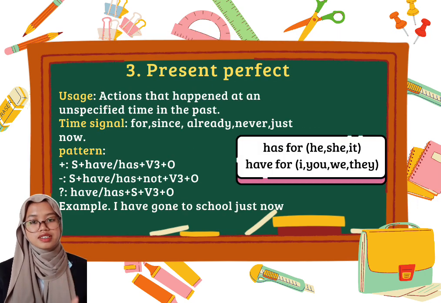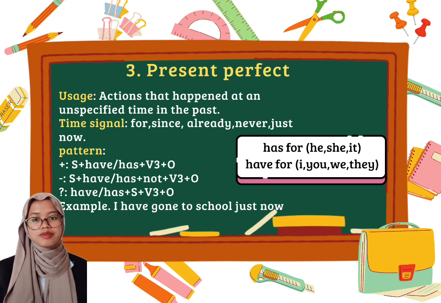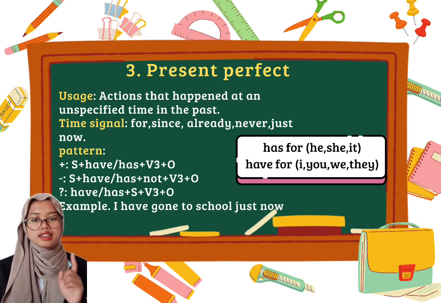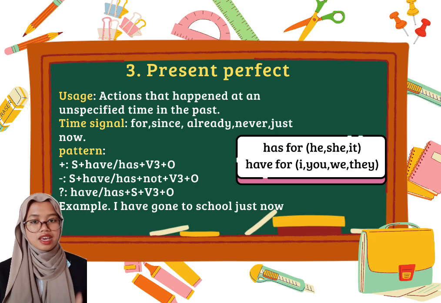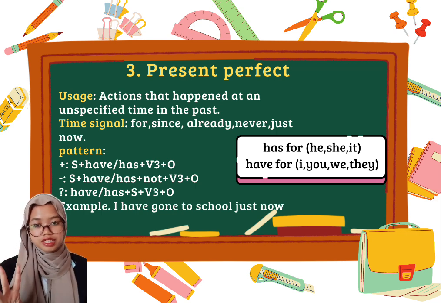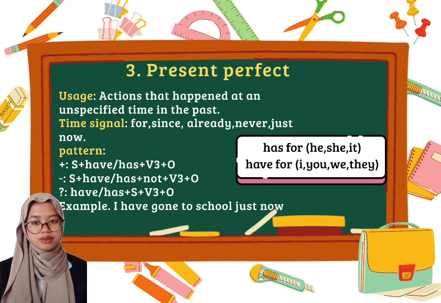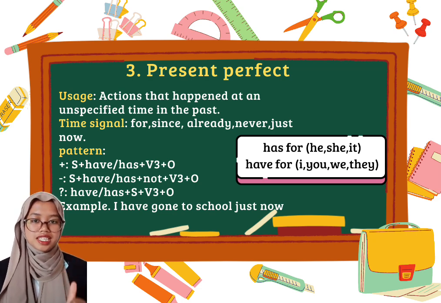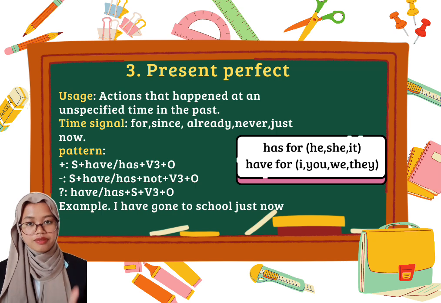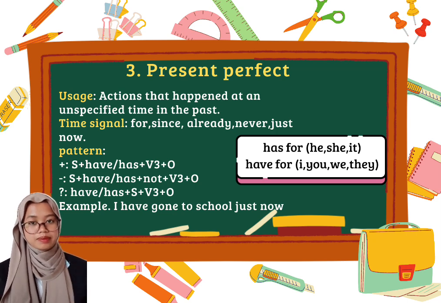Number 3 is present perfect. Present perfect tense is used to state an action that happened at an unspecific time in the past and still affects the present. The time signals are for, since, already, never, just now. The pattern is subject plus have or has plus verb 3 plus object. The example, I have gone to school just now. Has for subject he, she, and it. Have for subject I, you, we, they.